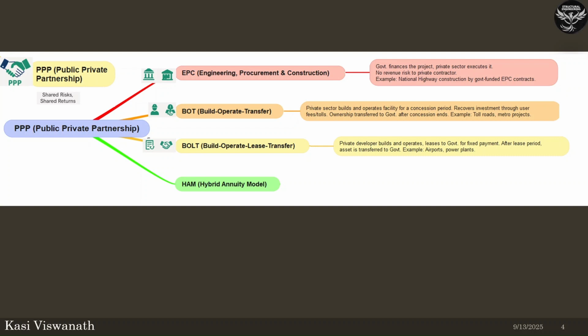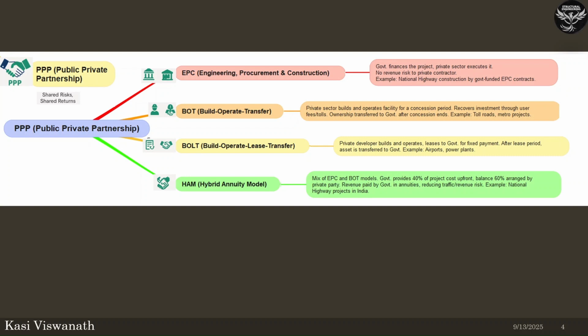HAM, the hybrid annuity model, is a hybrid between EPC and BOT. In this model, the government pays 40% of the project cost upfront, and the private partner arranges the remaining 60%. Instead of full revenue risk falling on the private party, the government repays the remainder via annuity payments, significantly reducing financial risk to the private developers. Each submodel balances public and private responsibilities and risks differently. The right choice depends on the project type, expected revenue flows, and regulatory environment.